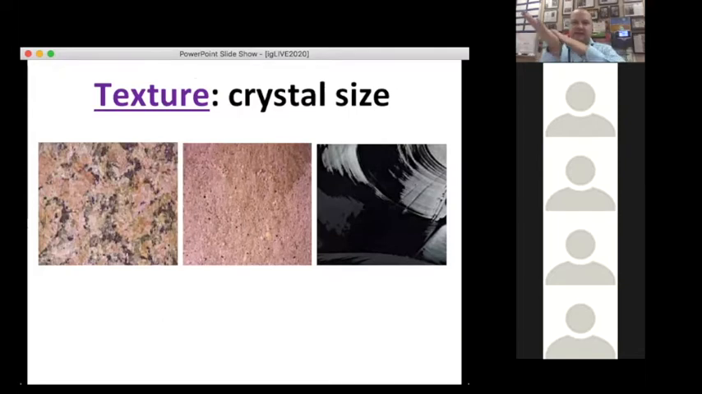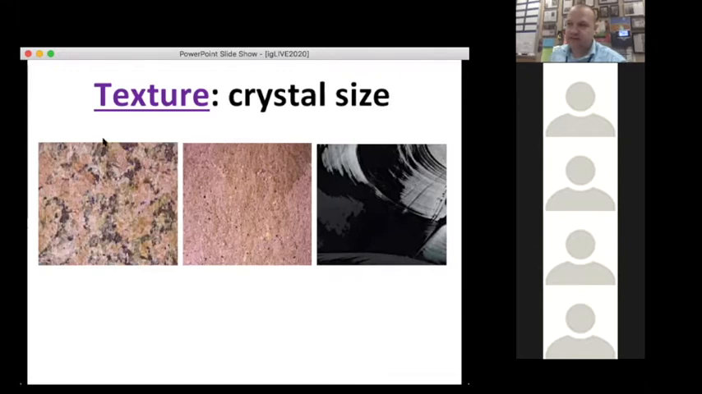Texture is smooth. The phone is smooth. Or it could be rough, bumpy, not smooth. Those are textures. And it's all about the size, how big the minerals are in the rock.